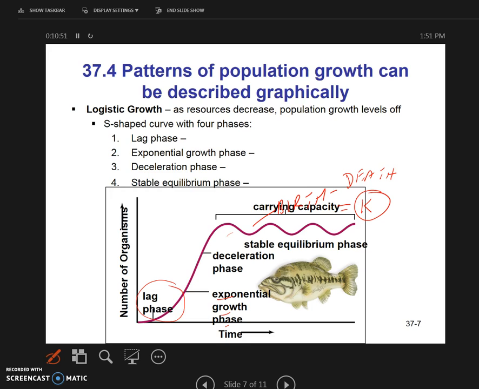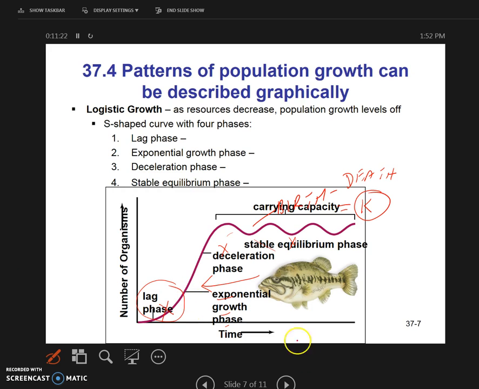Well, the application is, remember, human beings always use fish populations as a food source, right? So where would you want your fish population to be? Would you want it in the lag phase? No. Would you want it in the deceleration phase? No. You would want it in the exponential growth phase, won't you? So here you would want people not to overfish, so the fish population doesn't drop into the lag phase.